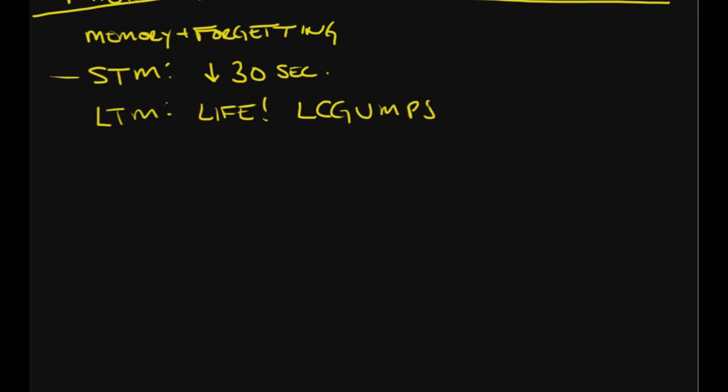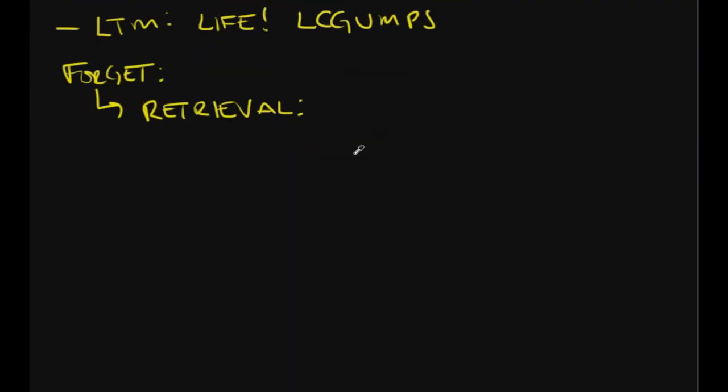Forgetting, the 2 memory concepts. So forget. What happens when we forget about it? We have a retrieval failure. This is where it's on the tip of your tongue, but you just can't remember it for the life of you. There's your tongue. Right? There it is. Retrieval. Just can't seem to recall that person's name or what a part was called or whatever.